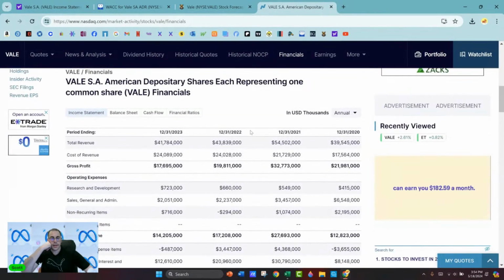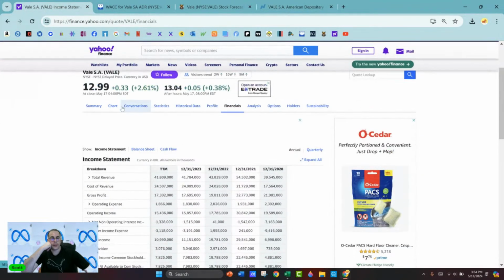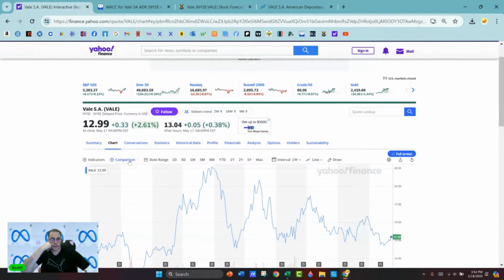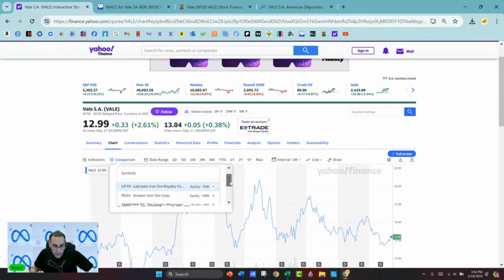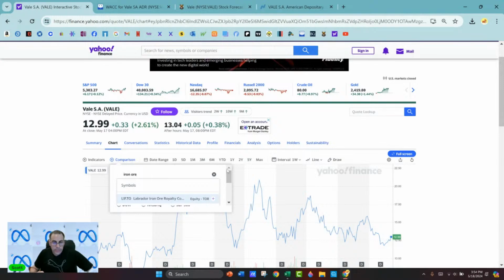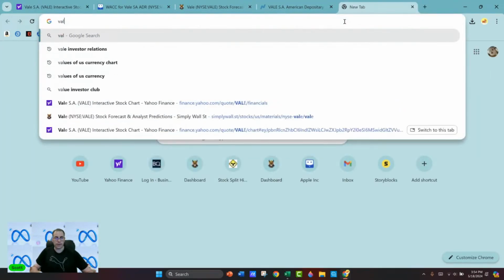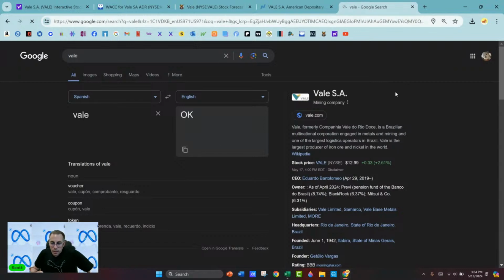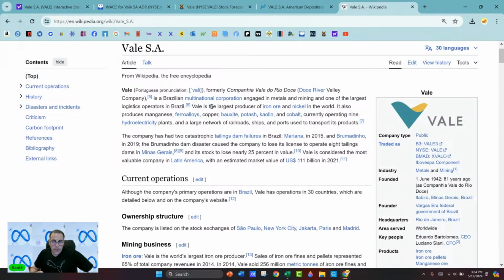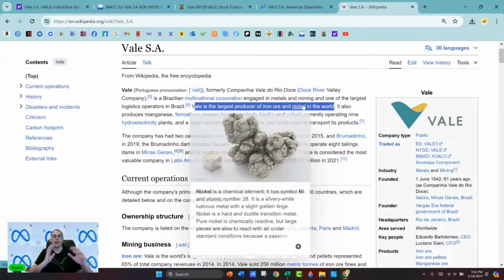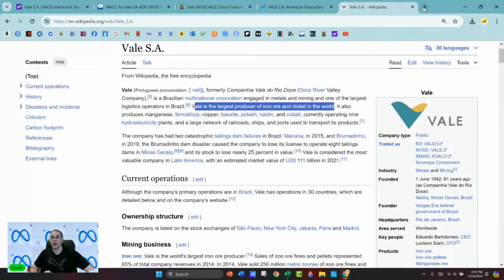Okay. So revenue, it was real high. It kind of moves with iron ore, because I think that's their biggest revenue generator, right? Iron ore. It's the largest producer of iron ore and nickel in the world. So it's the largest of iron ore, and half the iron ore is used by China.